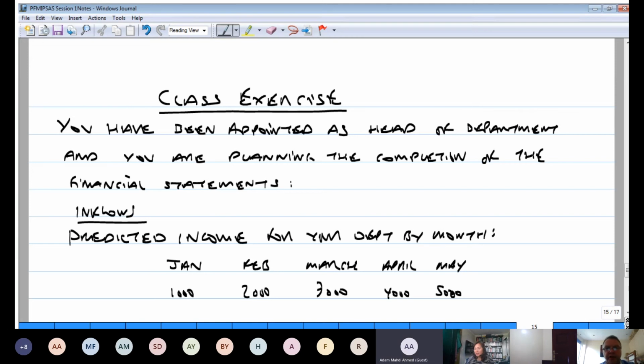So can you all see the screen where it says class exercise? Yeah, we can see. Okay, I'll read it to you, and I am going to send this to Abby to send to you as an email. It says, you have been appointed as head of department and you are planning the completion of the financial statements. So we're going to be using the cash basis.